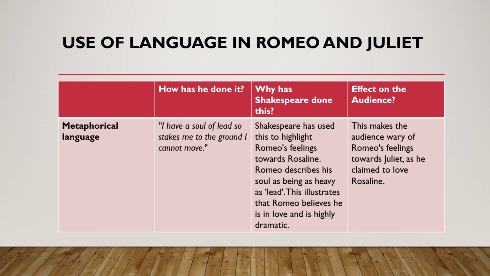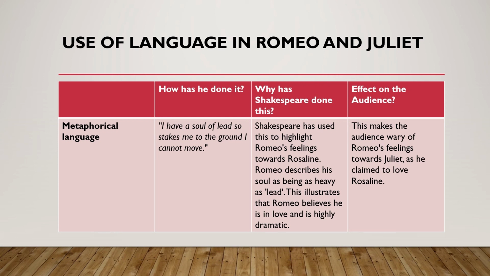We've got metaphorical language. "I have a soul of lead, so stakes me to the ground, I cannot move." He's used this to highlight Romeo's feelings towards Rosaline. Remember we talked the other day about how Rosaline is the first unrequited love that Romeo feels, and he's obsessed with her, and then suddenly he's forgotten all about her.